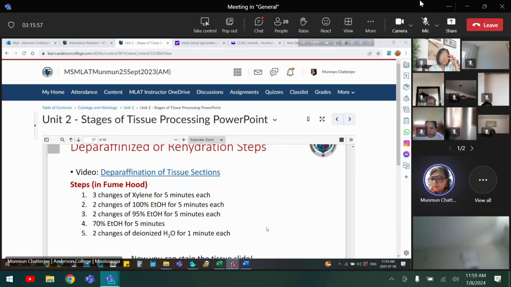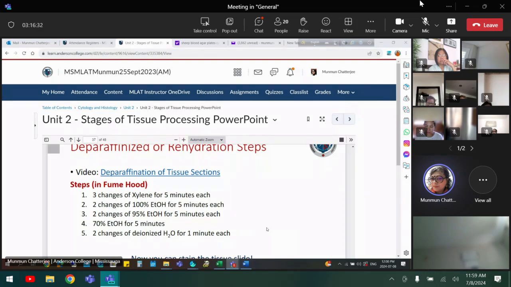So what you have to do: 3 changes of xylene, 5 minutes each. After you have the tissue on the slide, you have to have xylene for 5 minutes each. Then you are going to do 2 changes of 100% ethyl alcohol. Now you are going to the downgrade. Before, for dehydration, you went from 70% to 100%. Now, after you have done the embedding, cross section and everything on the slide, you are going to do the reverse thing. This is called deparaffinization of the tissue.